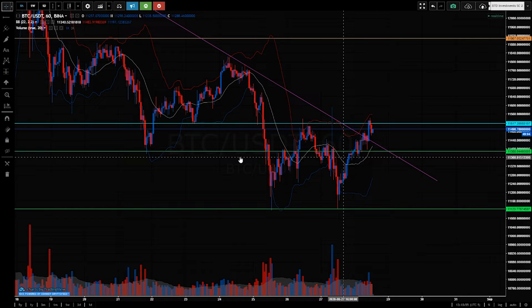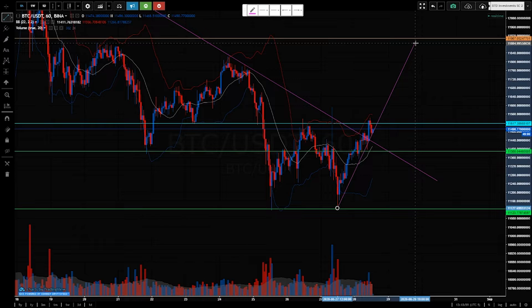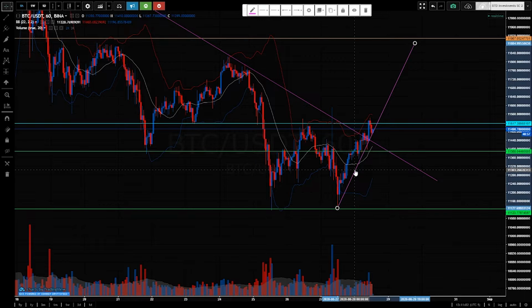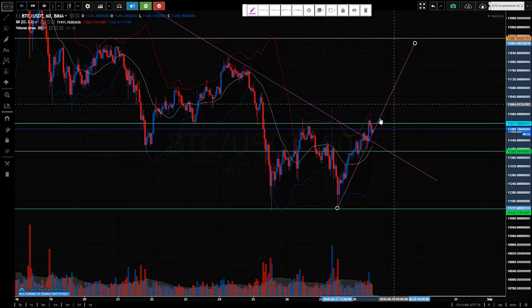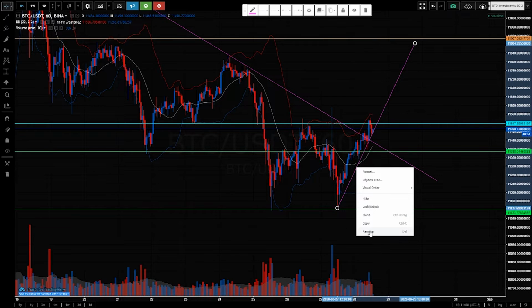So when I see that, I'm thinking that that's where I think price is heading. And again, not necessarily in a straight line, but however it gets there, it's up.